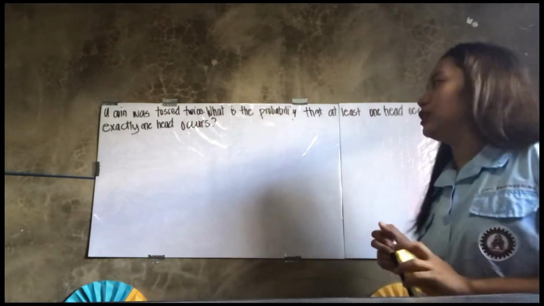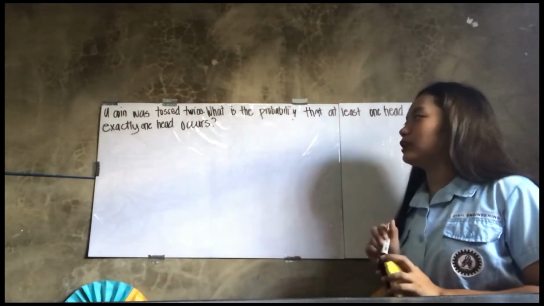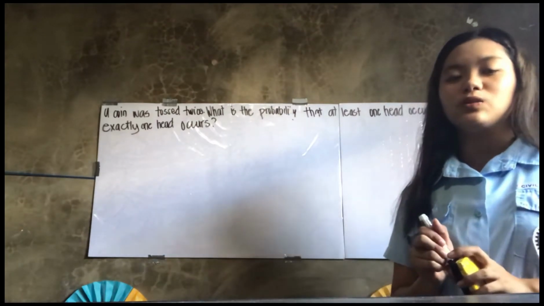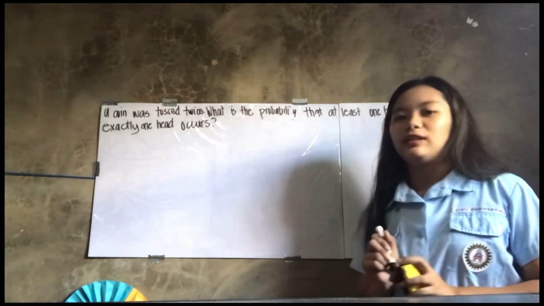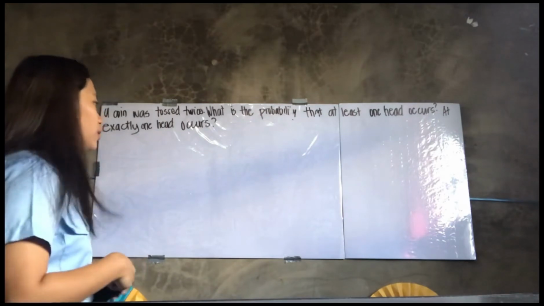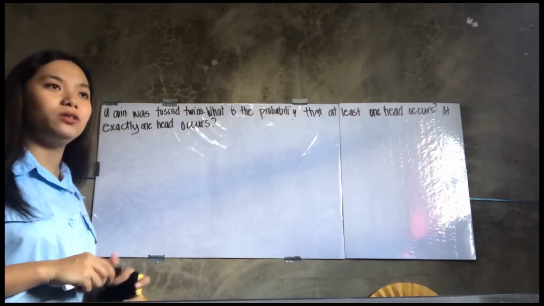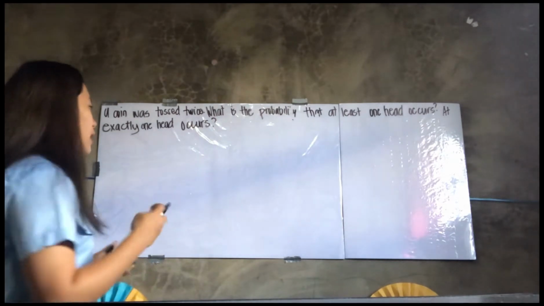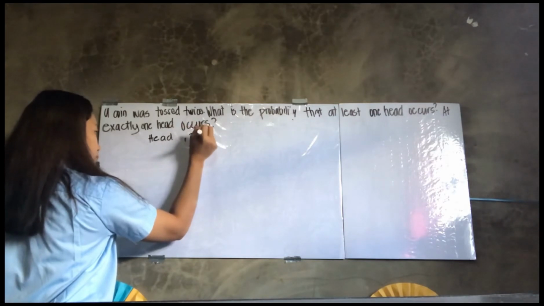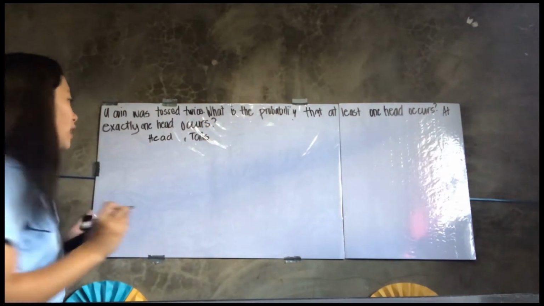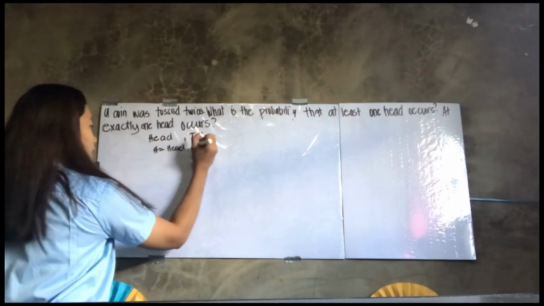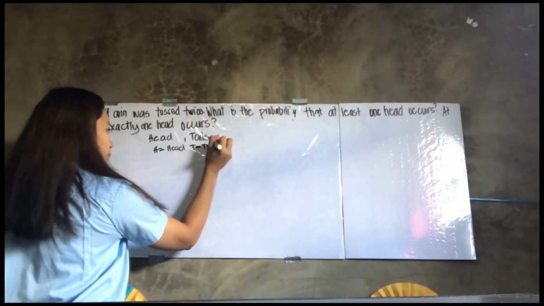We will notice here that we don't have the sample spaces already. So, to get the sample spaces, we have to use the tree diagram. I'll show you. So, in tossing a coin, the only outcomes that we can get are head and tails. So, let's say H stands for head and T stands for tail.